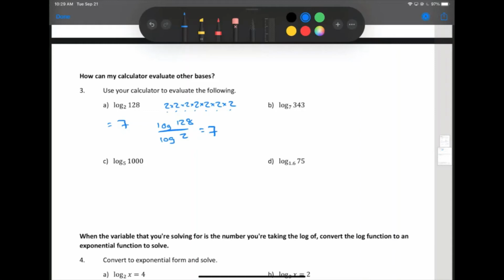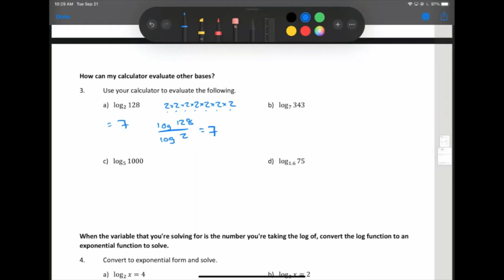So these ones, if you can do them in your head by looking at it, if they happen to work out to be perfect, that would be fantastic. But if not, that's the trick. Do the log of the part you're taking the log of divided by the log of the base, both at base 10, and that's how you deal with different bases.